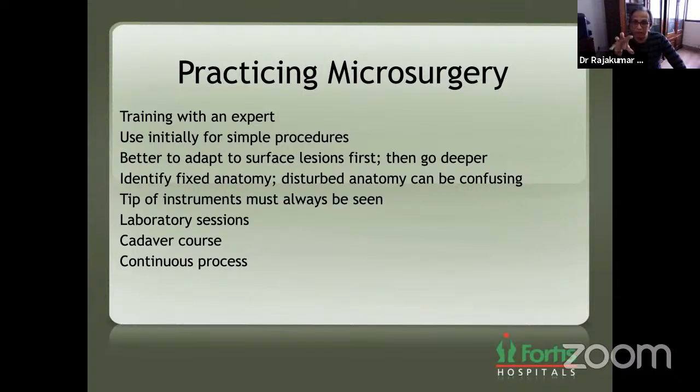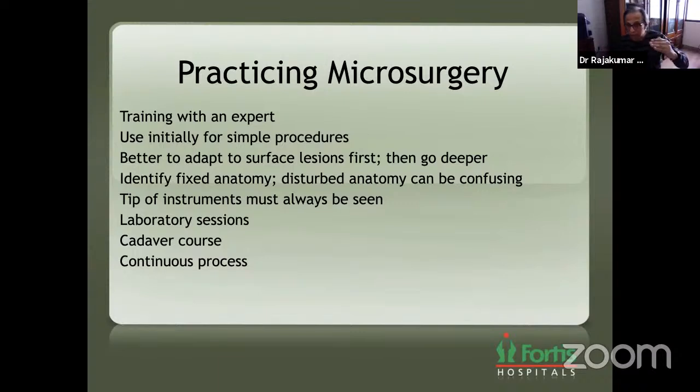Now, the trick in microsurgery is many times when you're doing a slightly larger lesion, your sense of anatomy gets disturbed. Always go to the fixed anatomy first and then come back to the disturbed anatomy. That way, you don't lose your direction inside a cavity. And when you're operating, the tip of the instruments must always be under vision. Don't do anything without seeing. If you're doing things without being seen, you're likely to damage a tissue, a vessel, a nerve, a bone, anything. Don't operate unless the tip is seen.